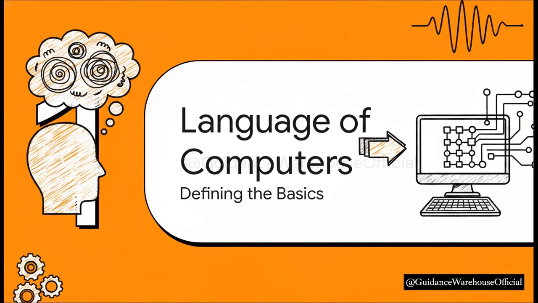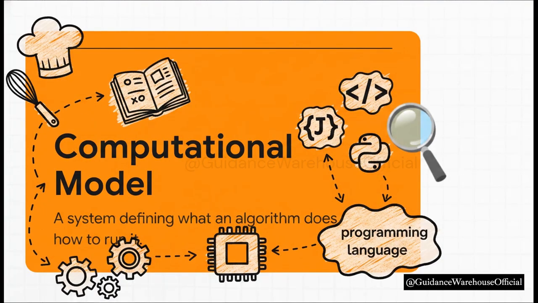Section 1. The language of computers, defining the basics. You see, humans and computers fundamentally speak completely different languages. To get a machine to actually solve a problem for us, we need a shared framework. We call this a computational model. It's basically a system that defines what an algorithm does and how to run it.